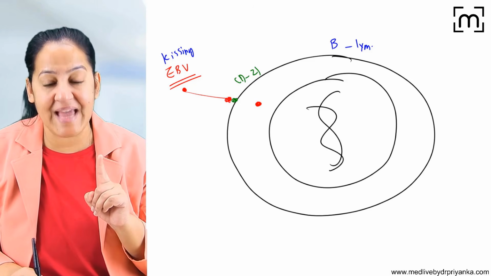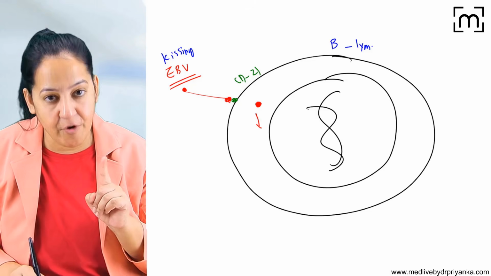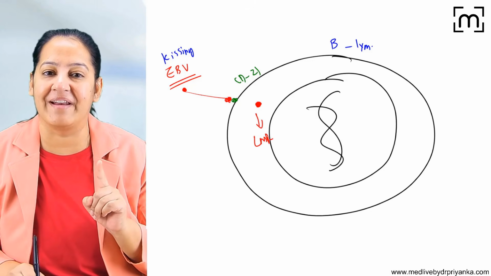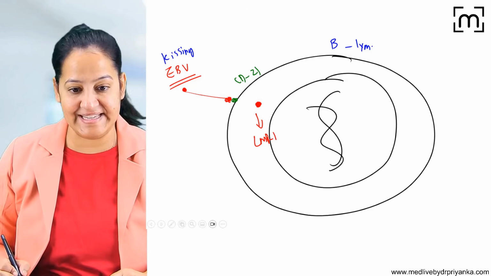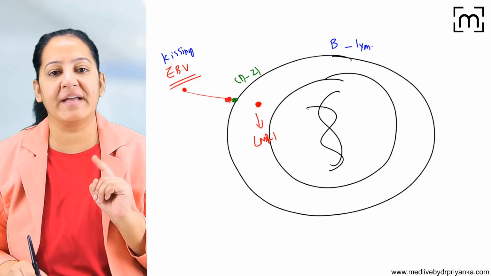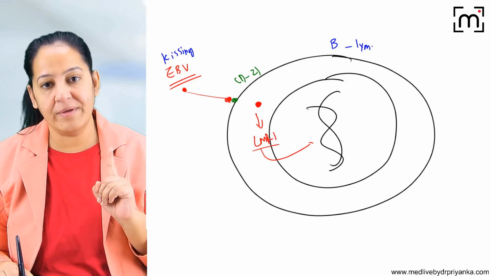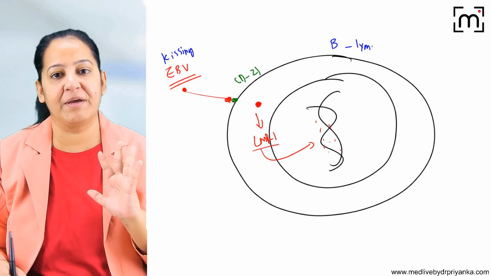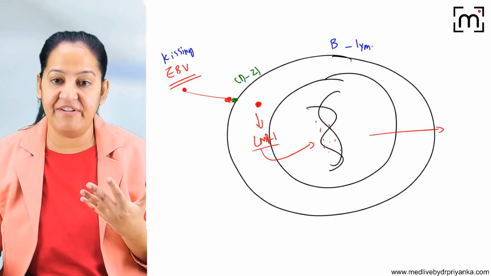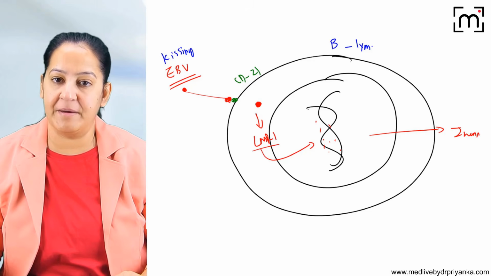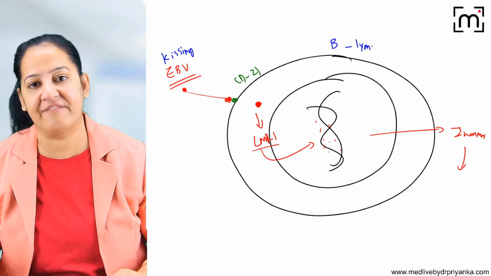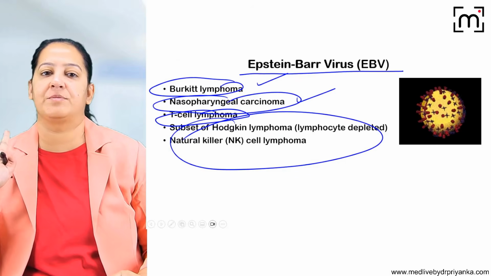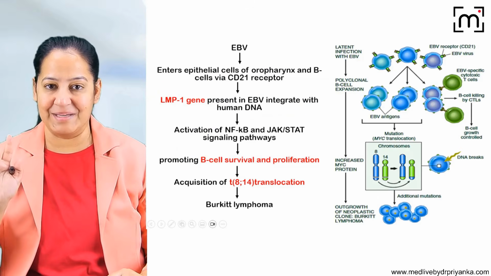Once this Epstein-Barr virus enters the cell, it will form a protein. The name of the protein is LMP1. What were the proteins formed in HPV? HPV was forming two proteins, E6 and E7. Here it is forming only one protein, that is LMP1. This LMP1 will go inside and cause multiple mutations, because of which the cell will become immortal. The cell will become immortal, and in future it can acquire certain mutations, and that will lead to nasopharyngeal carcinoma, Burkitt lymphoma and likewise. So this is the mechanism. I hope you got it.